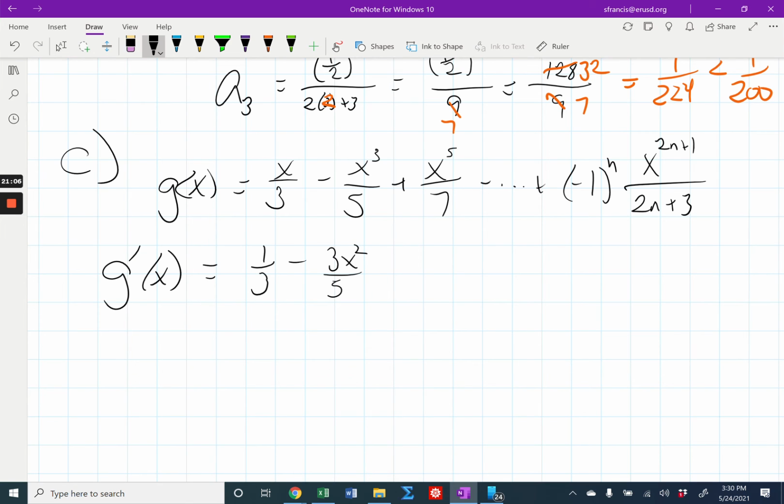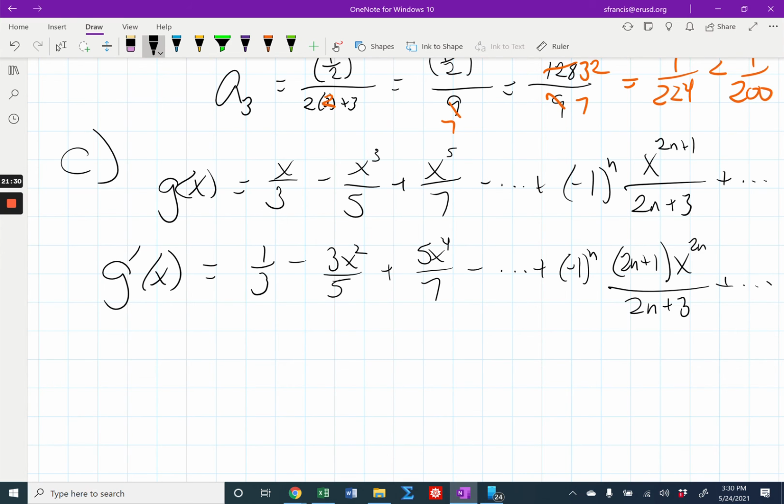And then plus 5x to the 4th over 7. That's 1 point. And then there's 1 point for the general term. Negative 1 to the n, you're going to leave that alone. You're going to bring the 2n plus 1 down. You're going to subtract 1 from the exponent and then leave the denominator alone, plus dot dot dot. And that's it. It's really that easy for that question. A lot of you made it harder than it actually is.